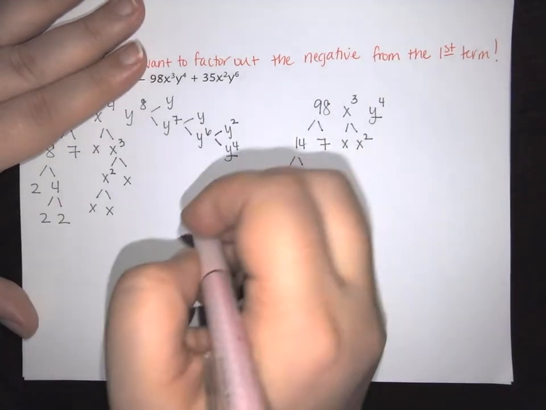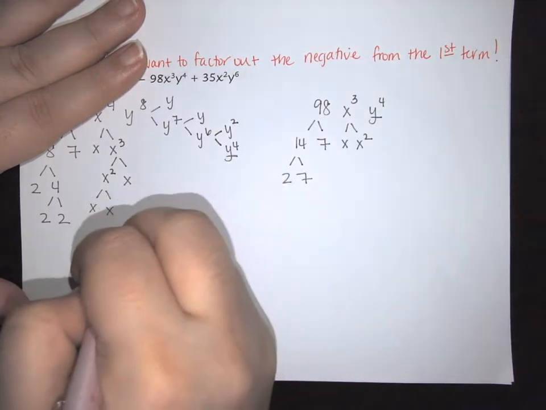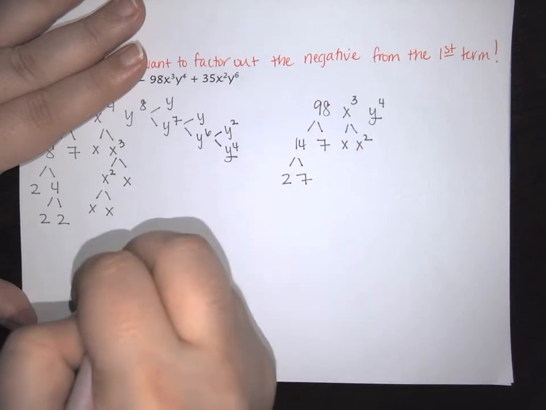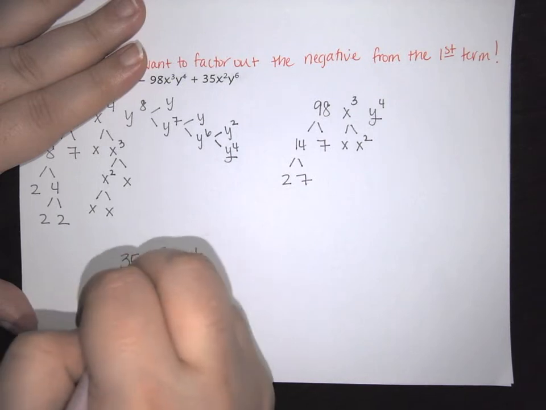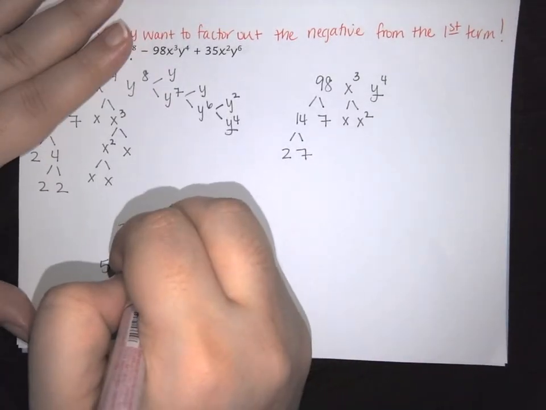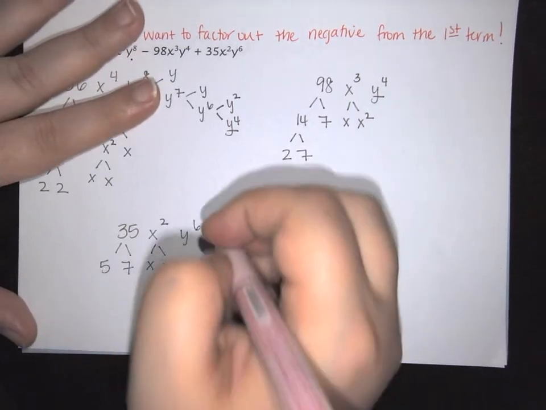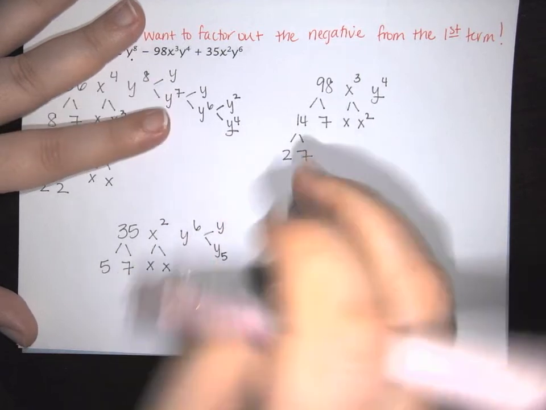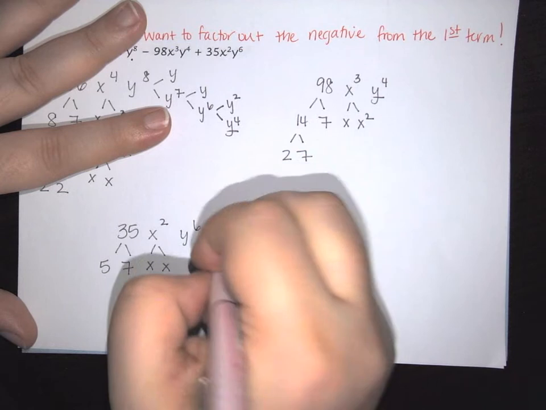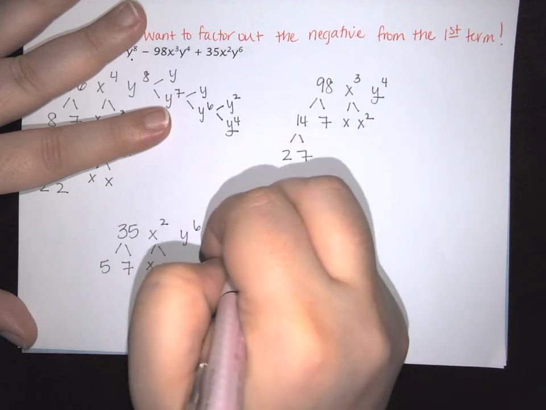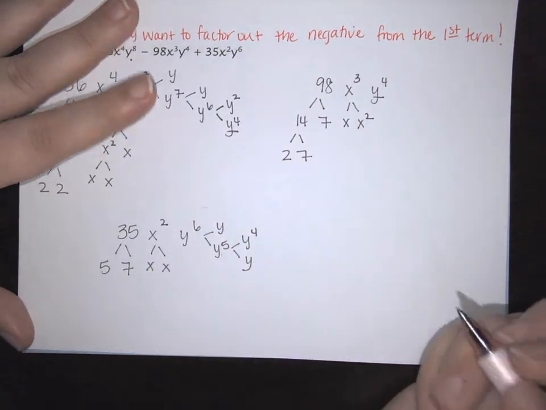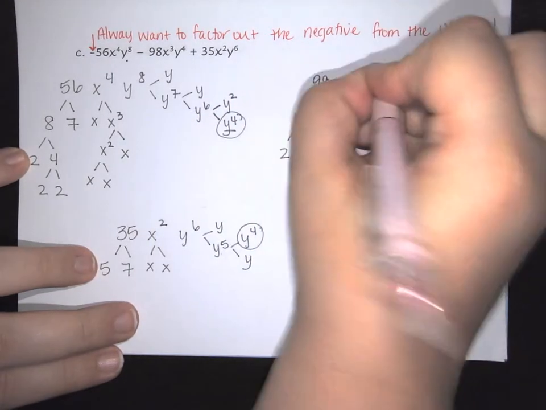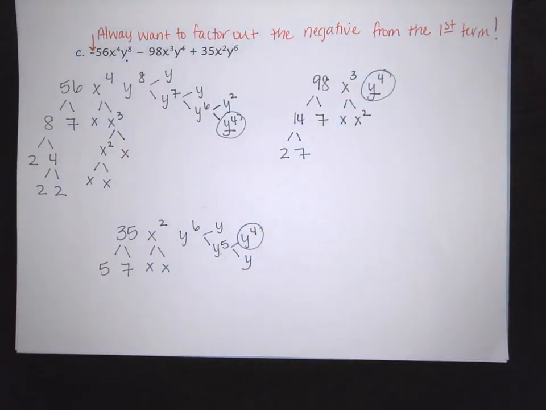Now the very last one that I need to look at is 35 x squared y to the 6th. So my 35 is going to break down into 5 times 7. My x squared can become x and x. And my y to the 6th can become y times y to the 5th. And then y to the 5th can become y to the 4th and y. And if you notice here, like we just said, I have a y to the 4th, a y to the 4th, and a y to the 4th. So I know that that is part of my greatest common factor.